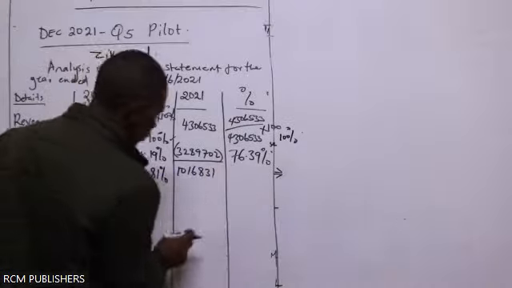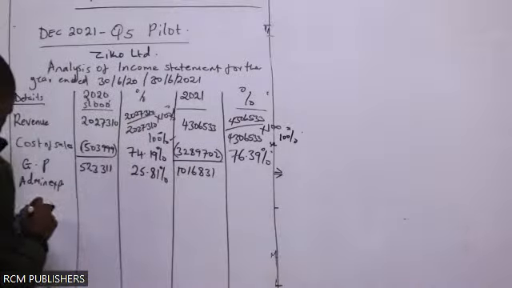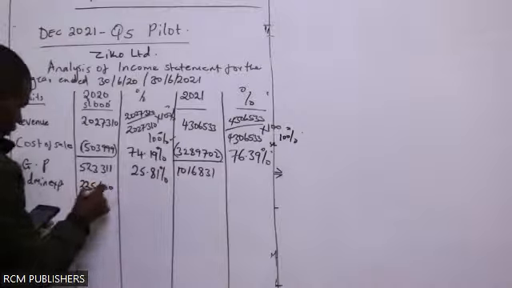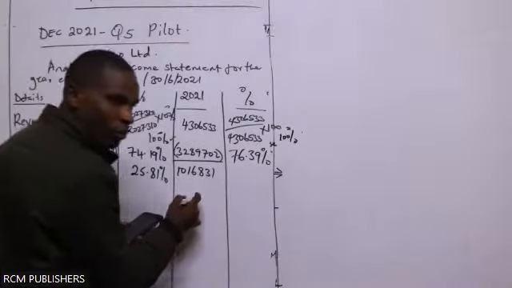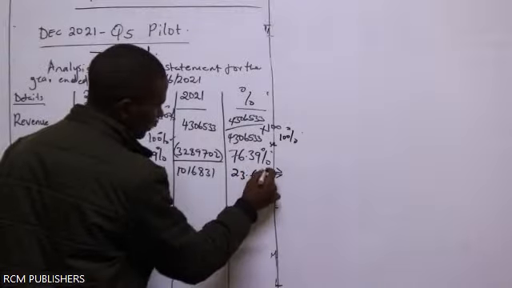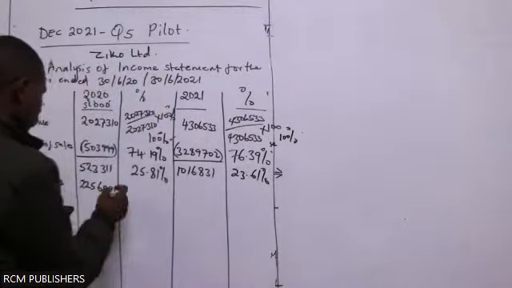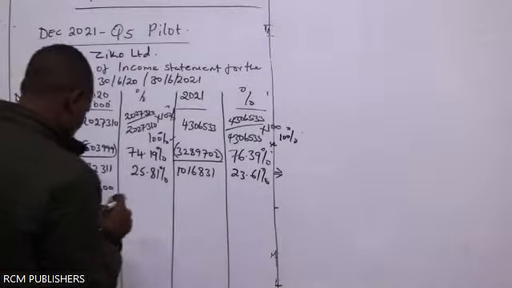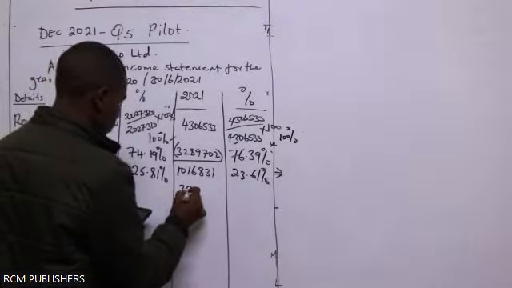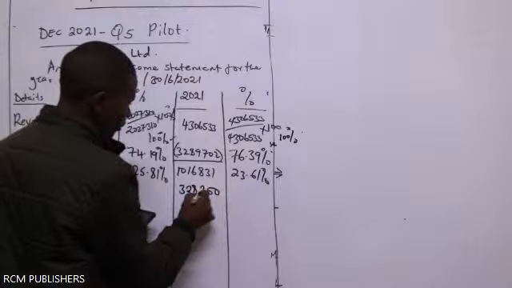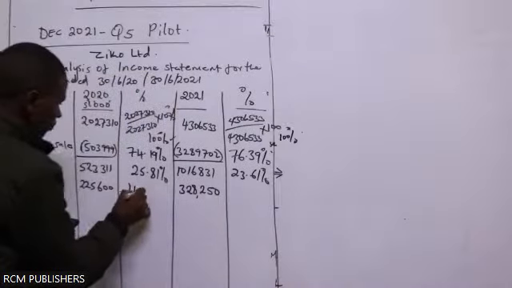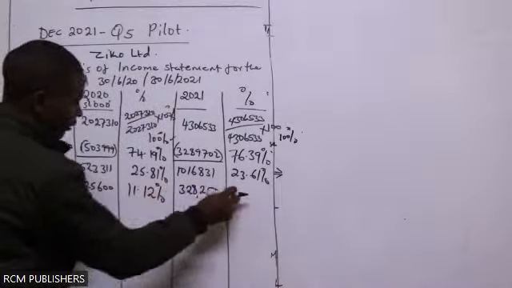What about this one? $25,600. About this one? 23.61%. We move to the admin expenses. Admin expenses, I have that 328,250. Give me the percentage. 11.12. Thank you. What about this one?